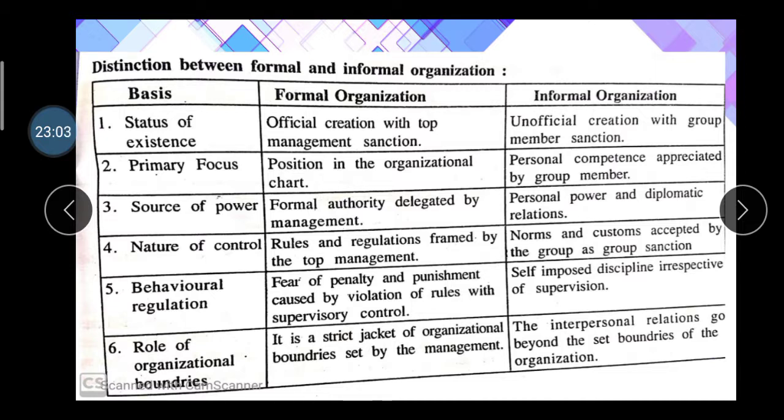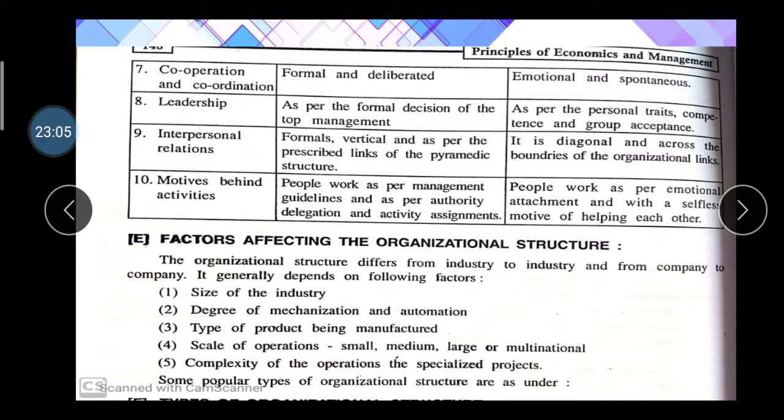After this, we start organizational structure, the types of which you have to understand in the next slides. First one, cooperation and coordination: formal and deliberate. In the formal organization, all relations are formal relations. Here there are emotional and spontaneous relations. Here leadership: as per the formal decision of the top management, they decide the leadership. Here it is the person's traits. If any person in the group has a new type of personality, according to that leadership personality, they lead the group.